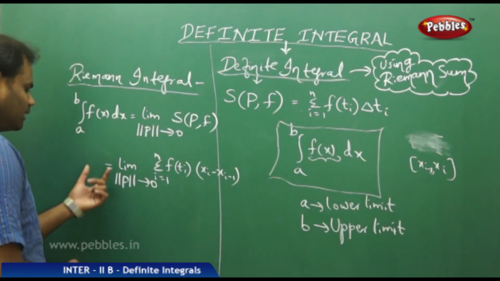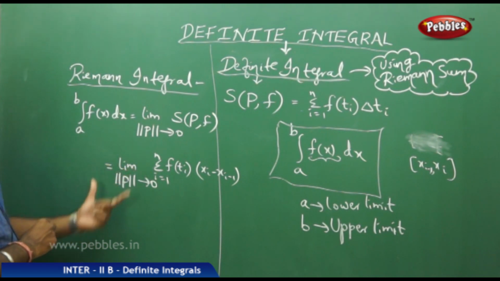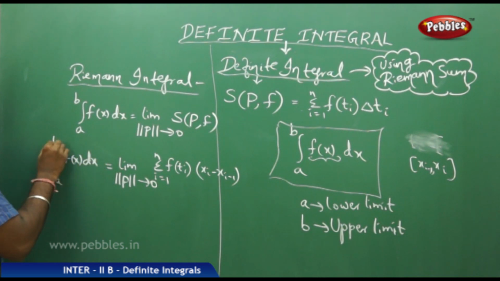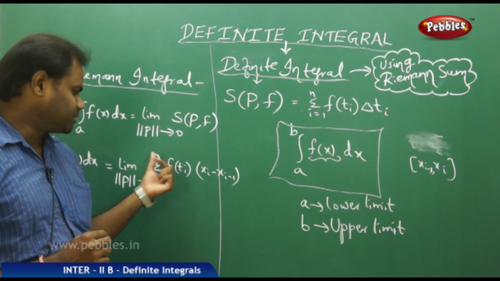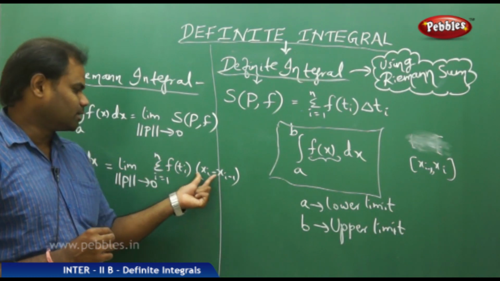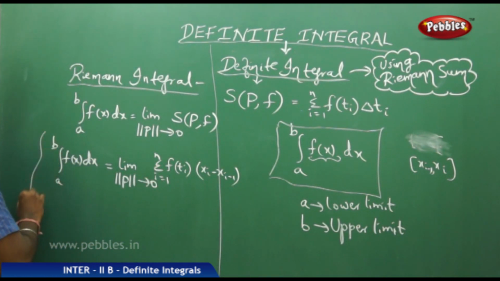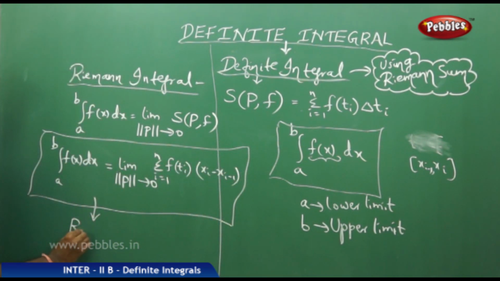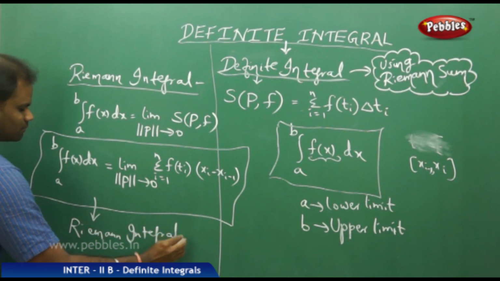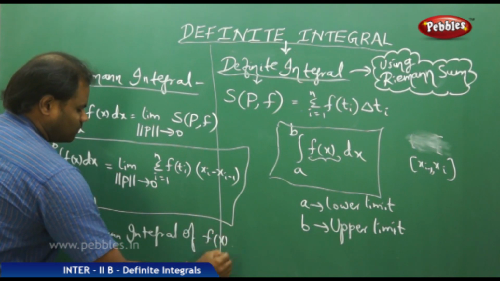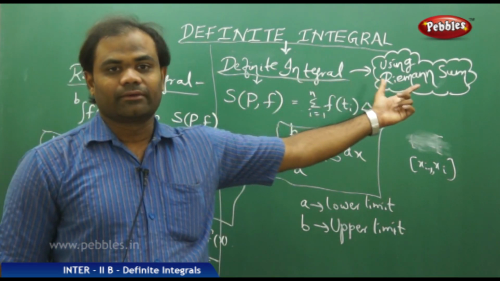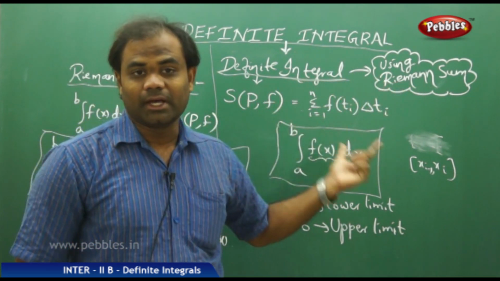So using this interval, I have my Riemann sum defined as the integral from a to b of f of x dx, which is the limit as the norm of P tends to 0 of the summation i running from 1 to n of f of t_i (x_i minus x_{i-1}), which is called the Riemann integral of f. That is how we define the integral connected with the Riemann sum S_P(f).